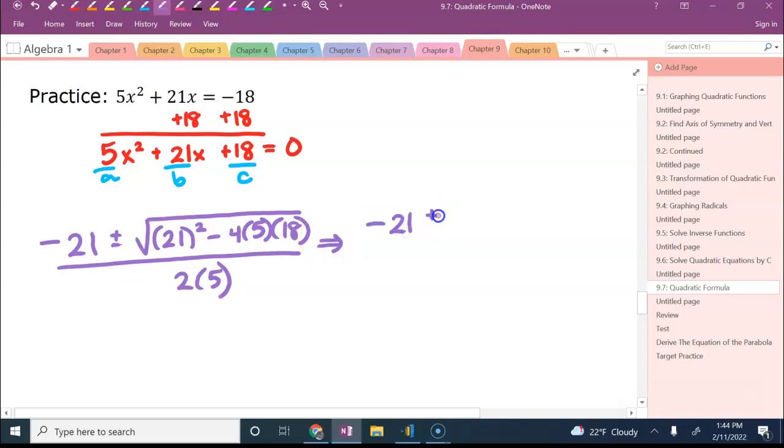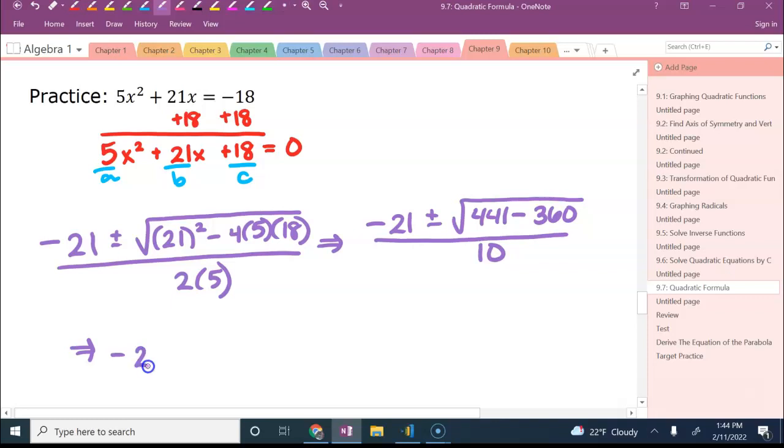Then I focus on my square root piece. 21 squared is 441, and then it's minus 360 when you take negative 4 times 5 times 18. This is all over a 10. So I have negative 21 plus or minus the square root. When you subtract 441 and 360, that leaves us with an 81, all over 10. The square root of 81 is 9.